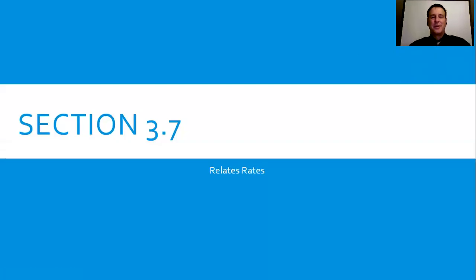This is section 3.7, related rates. This is a section that is primarily word problems, except for the first one, where you're going to have to read a word problem, apply, I'm going to say, a popular formula within our mathematics domain, and use some derivatives to come up with some results.